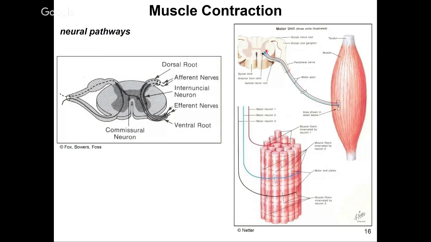So it'll travel through an efferent nerve. You can see this motor axon in the right figure. There are three neurons, and those go from the spinal cord all the way to the muscle, wherever it happens to be, and they innervate a single muscle fiber. So a motor unit is that motor axon and the fiber that it innervates.